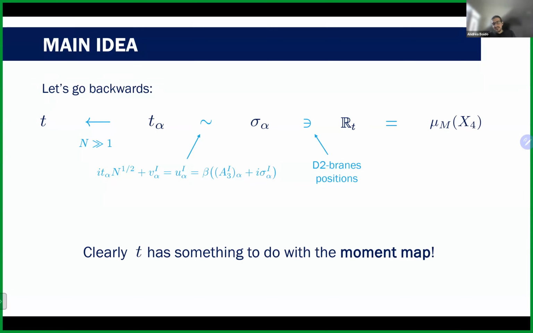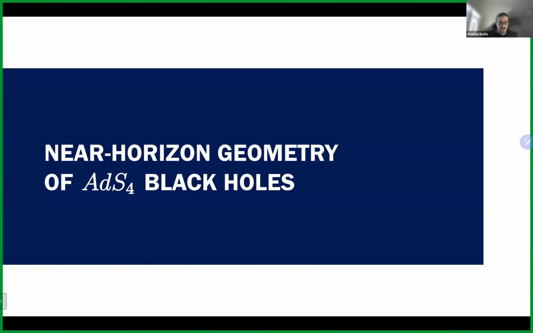So it's clear that T here will be somehow related to the moment map. This is very hand wavy. I'm not saying this is a rigorous derivation, it's just heuristic, but it serves well as a motivation of what we will do. Now, before making this a little bit more precise, let me tell you something about these geometries we're considering.